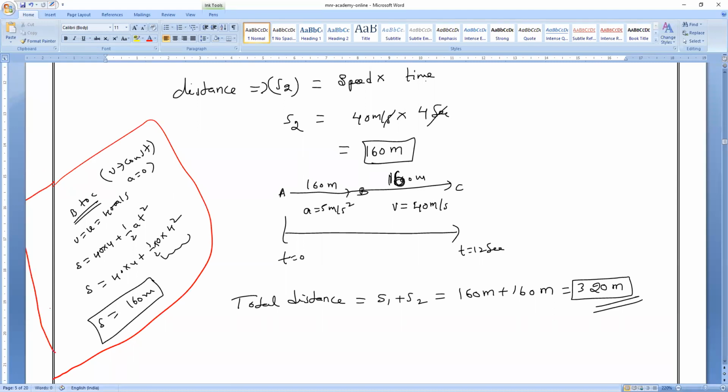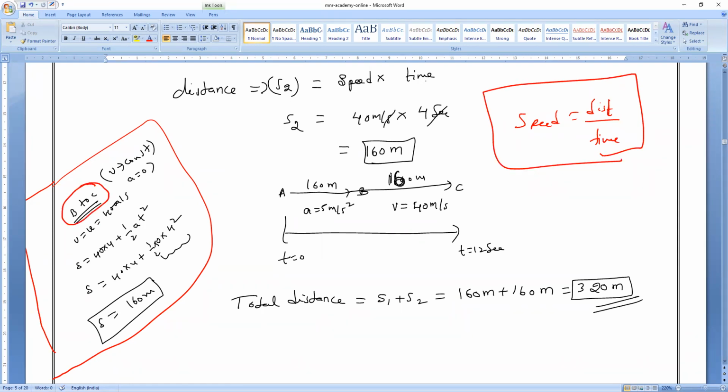So you can simply solve using distance and time. Speed is equal to distance by time. Is it okay? If you want to find, you can find like this also. From B to C, we know what the initial velocity is. At B point, what is the velocity? 40 meter per second. If it is constant velocity, then acceleration is what? 0.